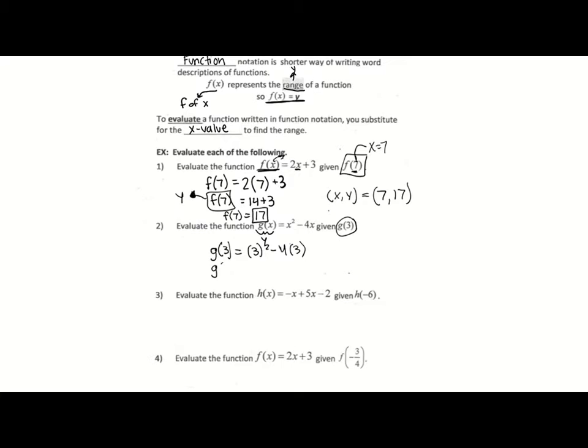When we simplify this, we get g of 3 equals 3 squared is 9, 4 times 3 is 12. And I can continue to simplify. 9 minus 12 gives me negative 3. So this is my answer here. And I can write my final answer as a point. So my x is 3 and my y, when that x equals 3, that's what I just solved for, is negative 3.